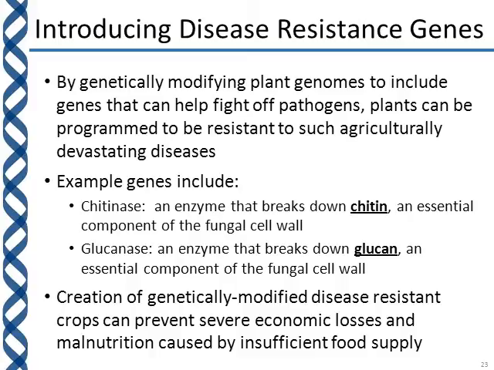Example genes include chitinase, an enzyme that breaks down chitin, an essential component of the fungal cell wall, or glucanase, an enzyme, again, that breaks down glucan, an essential component of the fungal cell wall. The creation of genetically modified, disease-resistant crops can prevent severe economic loss and malnutrition caused by insufficient food supply.